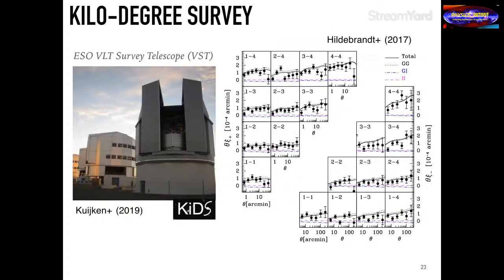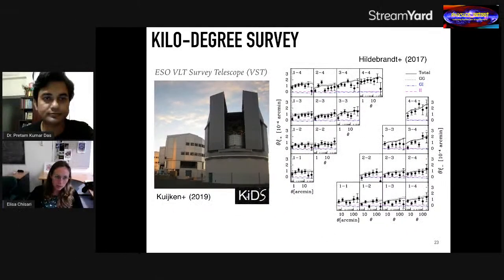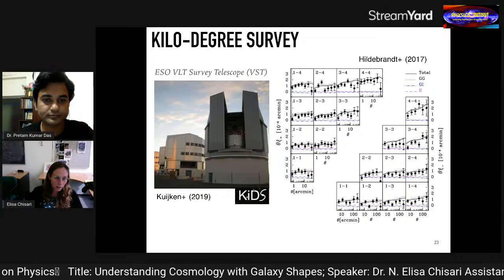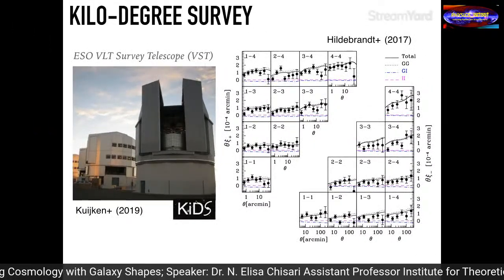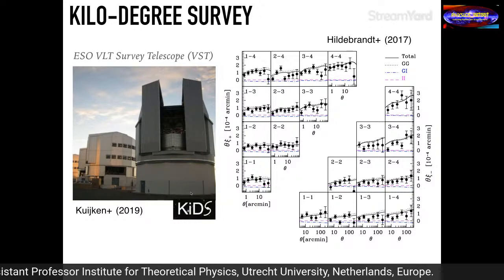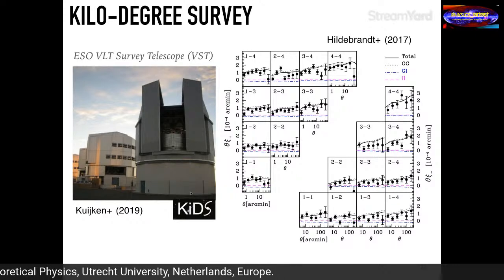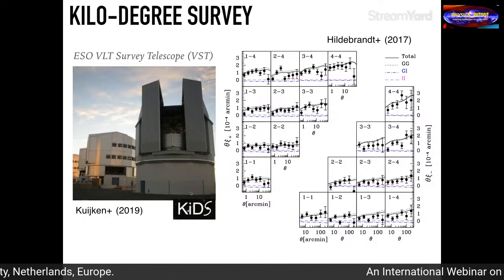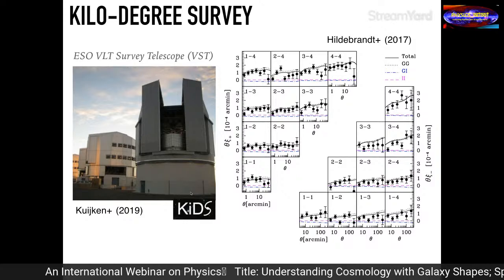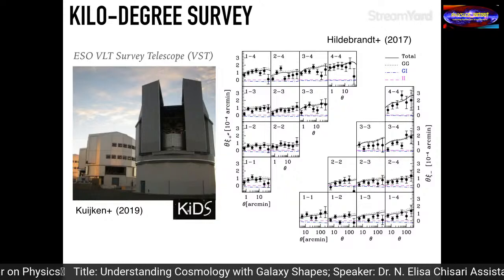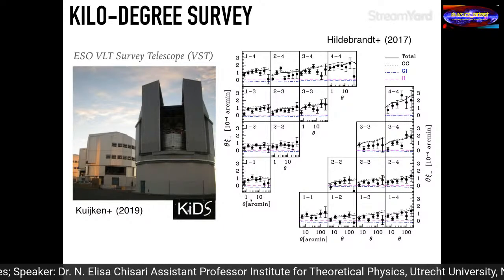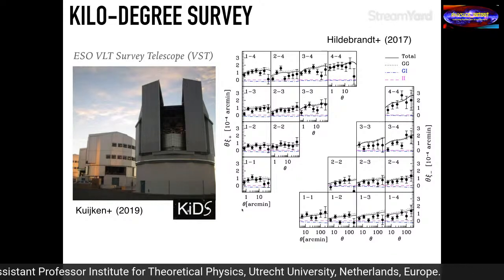Let's take a look at the real data, what it looks like. This is data from the Kilo-Degree Survey, a survey of the sky carried out with the European Southern Observatory's VLT Survey Telescope. What this observatory did was stare at the sky for many years and make a map of, as I said, millions of galaxies. For each galaxy, we measure a shape, and these shapes, as I said, are connected. So if I try to measure how connected the shapes of galaxies are, through the correlation function xi plus, as a function of the separation between the galaxies, theta, I get plots that look like this.